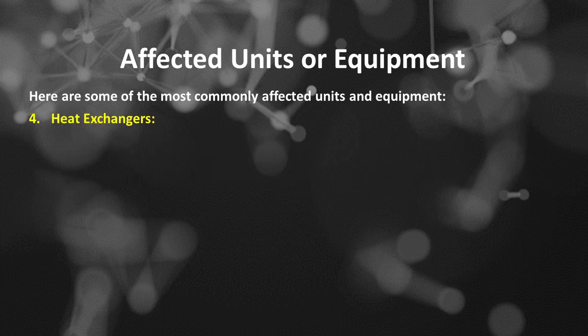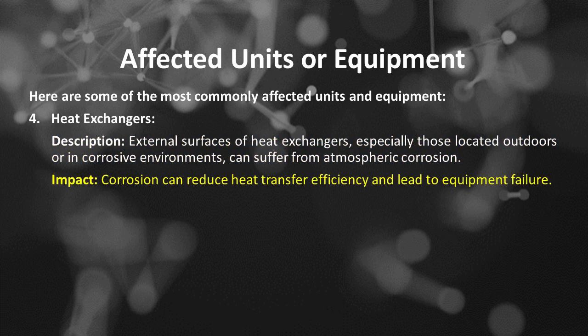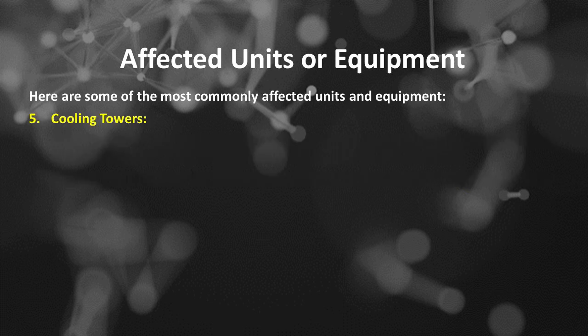Number 4 of the most commonly affected units and equipment is heat exchangers. Heat exchangers description. External surfaces of heat exchangers, especially those located outdoors or in corrosive environments, can suffer from atmospheric corrosion. Heat exchangers impact. Corrosion can reduce heat transfer efficiency and lead to equipment failure. Number 5 of the most commonly affected units and equipment is cooling towers.